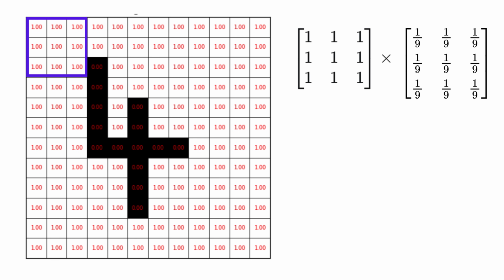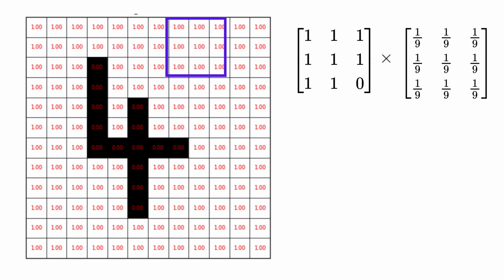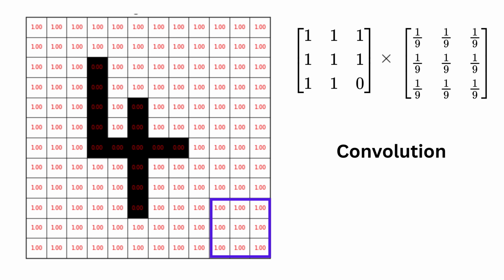After that, you move the kernel one pixel to the right and repeat the same steps. You keep sliding it across the whole image, row by row. And this process continues until every pixel is recalculated. This sliding and calculating process is called convolution.